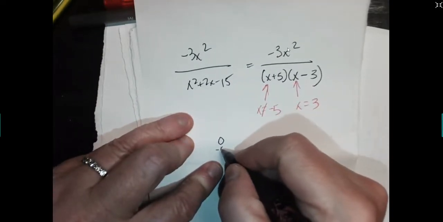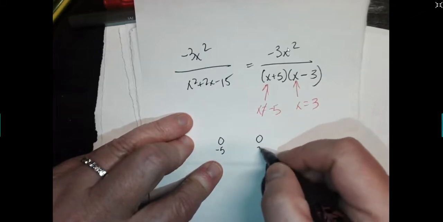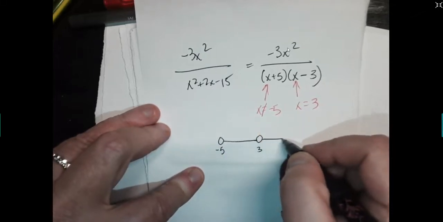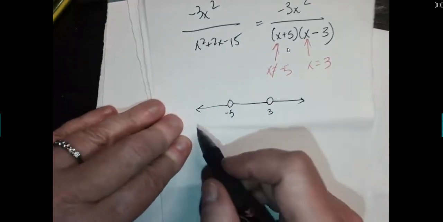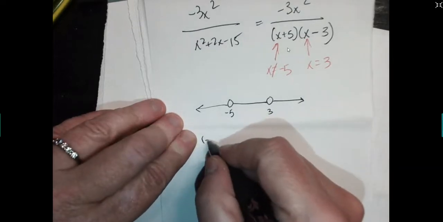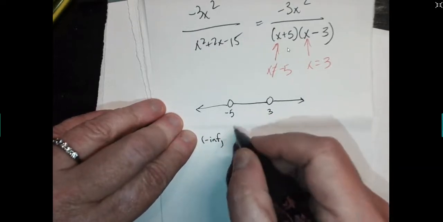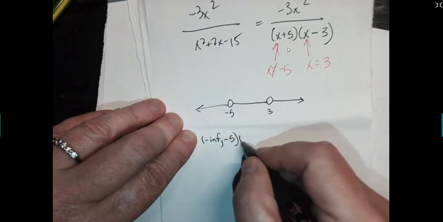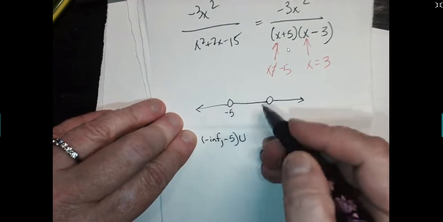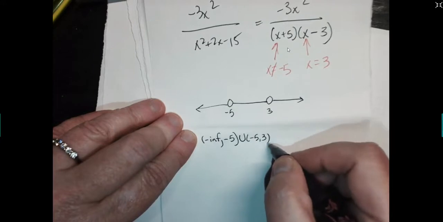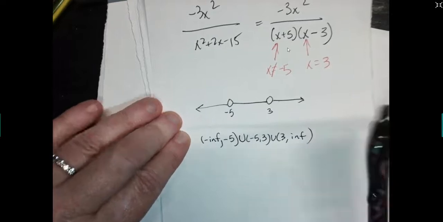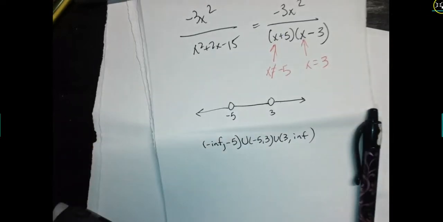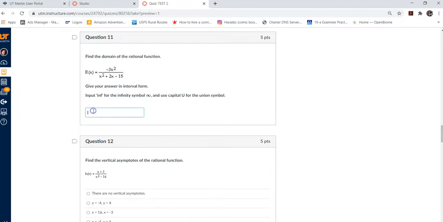But it says to give your answer in interval form. So if I look at the number line, I want everything except those 2 points. And then going from left to right, that's negative infinity up to but not including -5. And I have to jump over it, and I want everything in between -5 and 3. Then jump over 3, and I want everything beyond 3. Okay. So that's what I'm going to put in here.